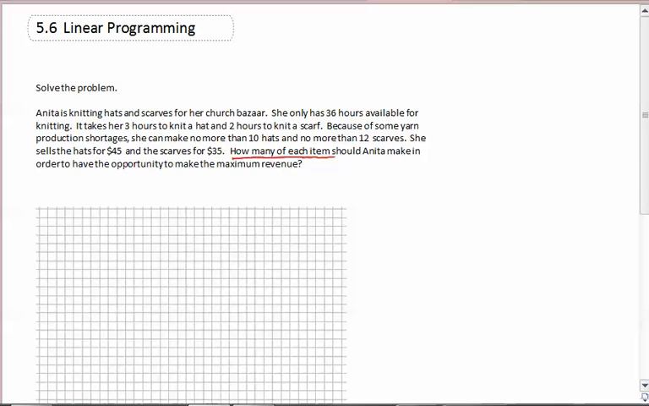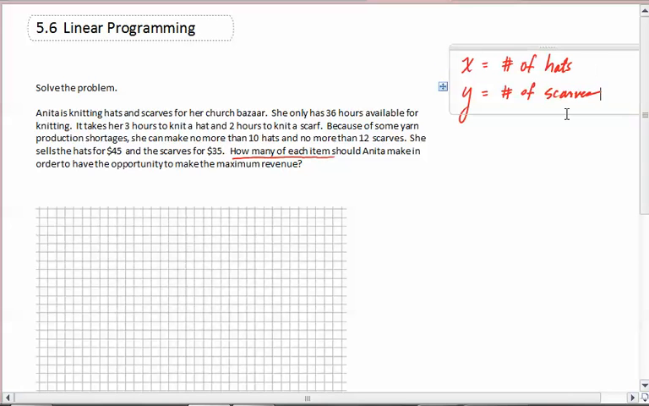Now that's where, after I read the problem a couple of times, I usually go straight to the last sentence to find out how I'm going to label my variables. So how many of each item? What I'm going to immediately say is that I'm going to have an X and a Y, and I'm probably just going to make X not hats, but the number of hats. Now that's important, right? We want to make sure we're specific to say the number of hats. So Y is the number of scarves then. Alright, number of hats, number of scarves.